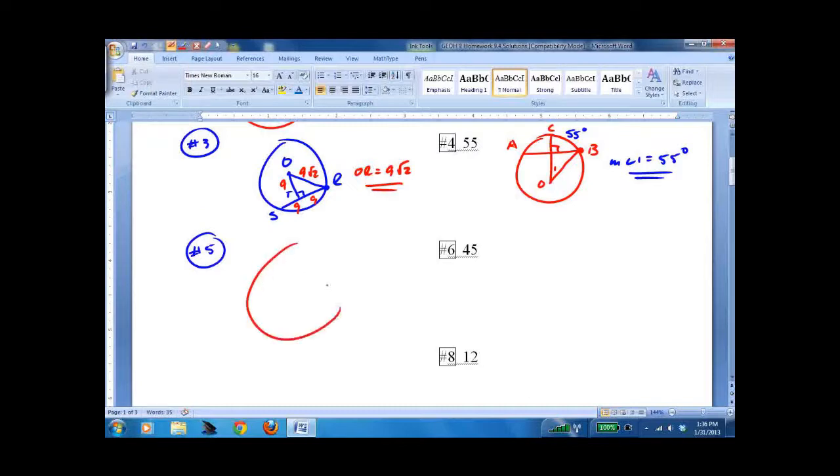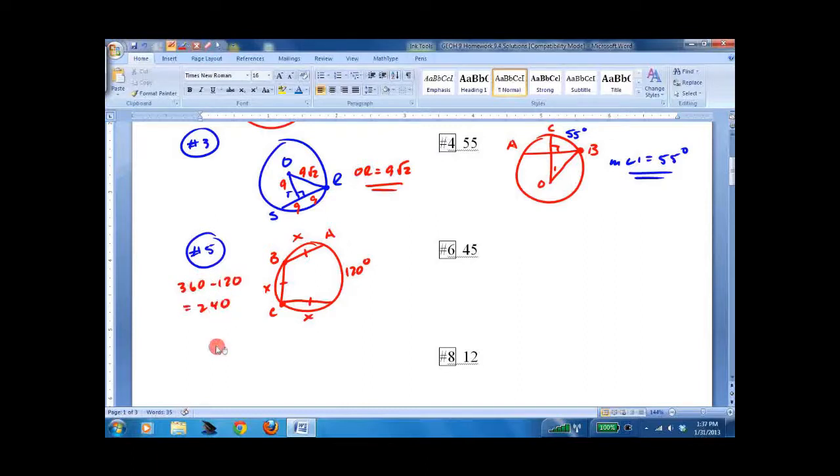we have 3 chords. Something like this. And they're all congruent, so they all cut off the same amount of arc. And they have 120 degrees left over here. So 360 minus 120 equals 240. We divide that by 3. We say x equals 80 degrees. And that is the measure of arc BC.